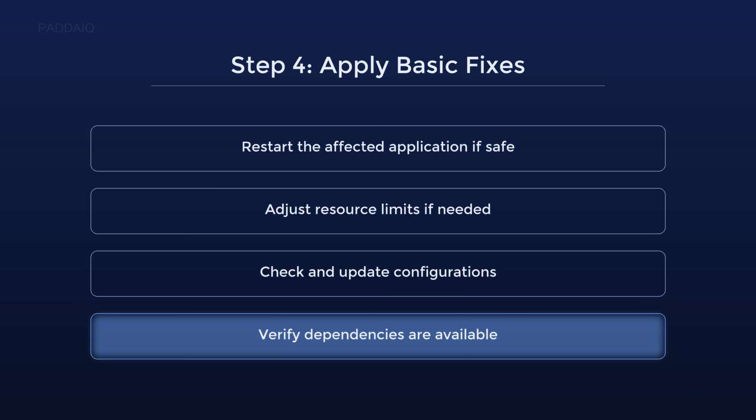Verify dependencies are available. This means ensuring all required software components your app relies on are present and accessible. For example, if your app needs a specific library to connect to a database, confirm it is properly installed. This foundational check prevents many common runtime failures.